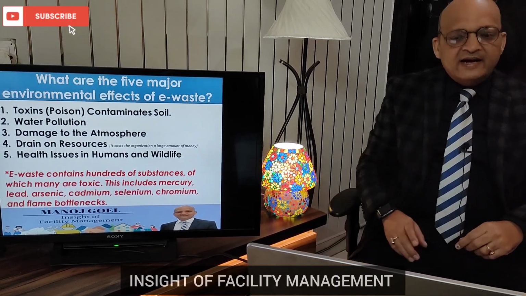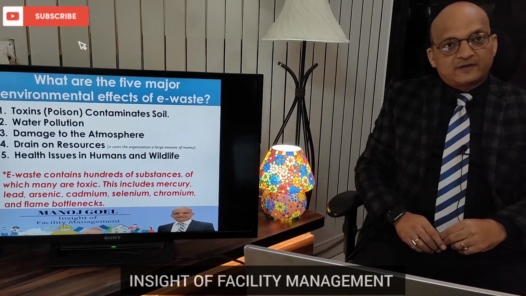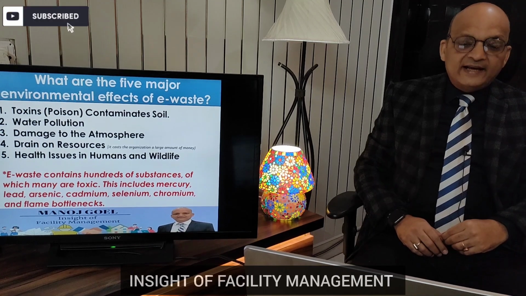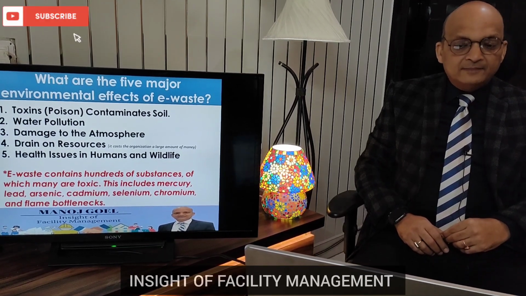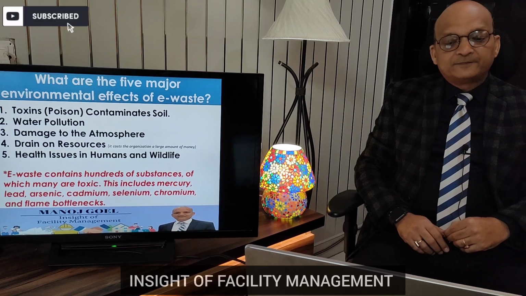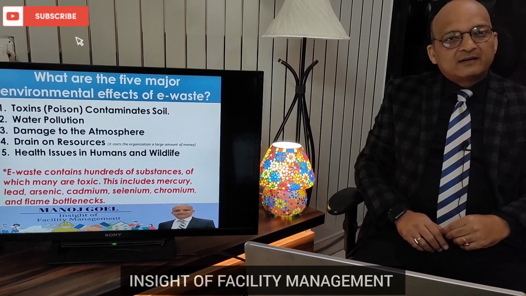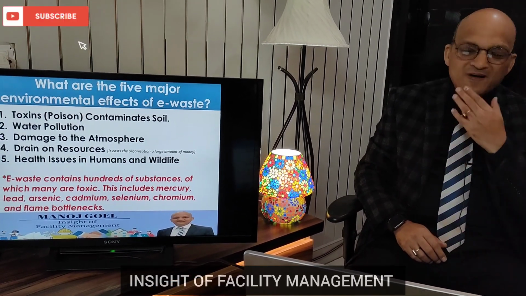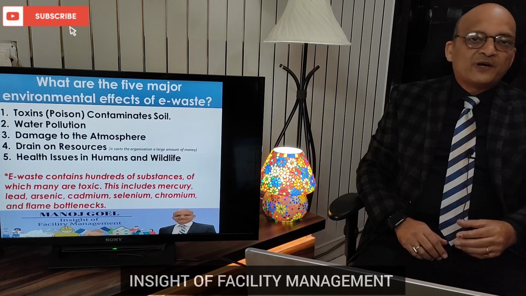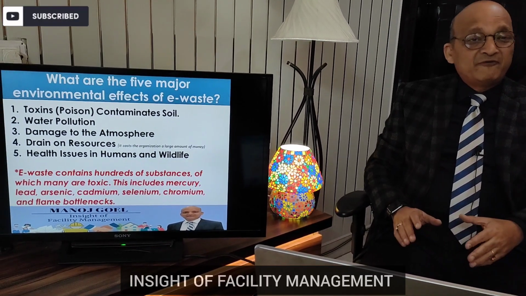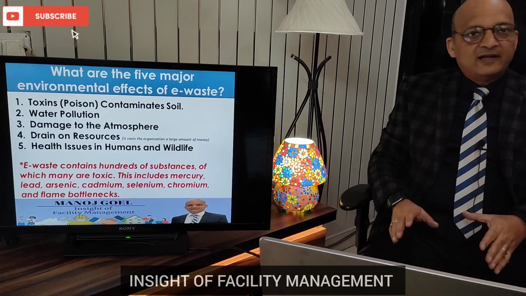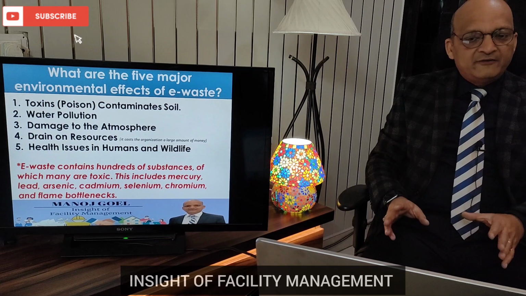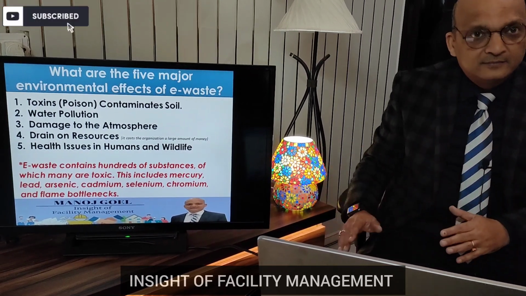Now, e-waste contains hundreds of substances, of which many are toxic. Not all, but many are toxic. This includes mercury, lead, arsenic, cadmium, selenium, chromium, and flame retardants. These are the kind of chemicals that get generated out of e-waste whenever you throw them out or dispose of it. If you do not dispose of them properly, these tend to be very harmful for any human or any wildlife animal. So guys, these are the major environmental effects of e-waste that we tend to forget.